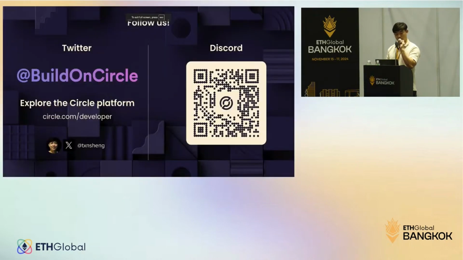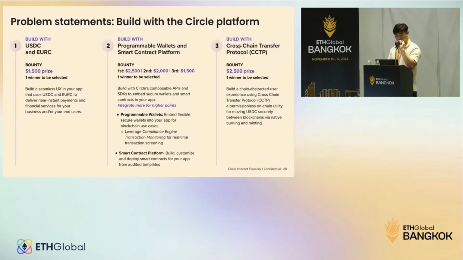For the bridge, your question is whether it only moves USDC. Right now, the Cross-Chain Transfer Protocol moves only USDC. So if you really want to move any other tokens at this point in time, you can do so with another protocol, for instance Wormhole, to move the other tokens, and then Circle's CCTP to move the USDC.